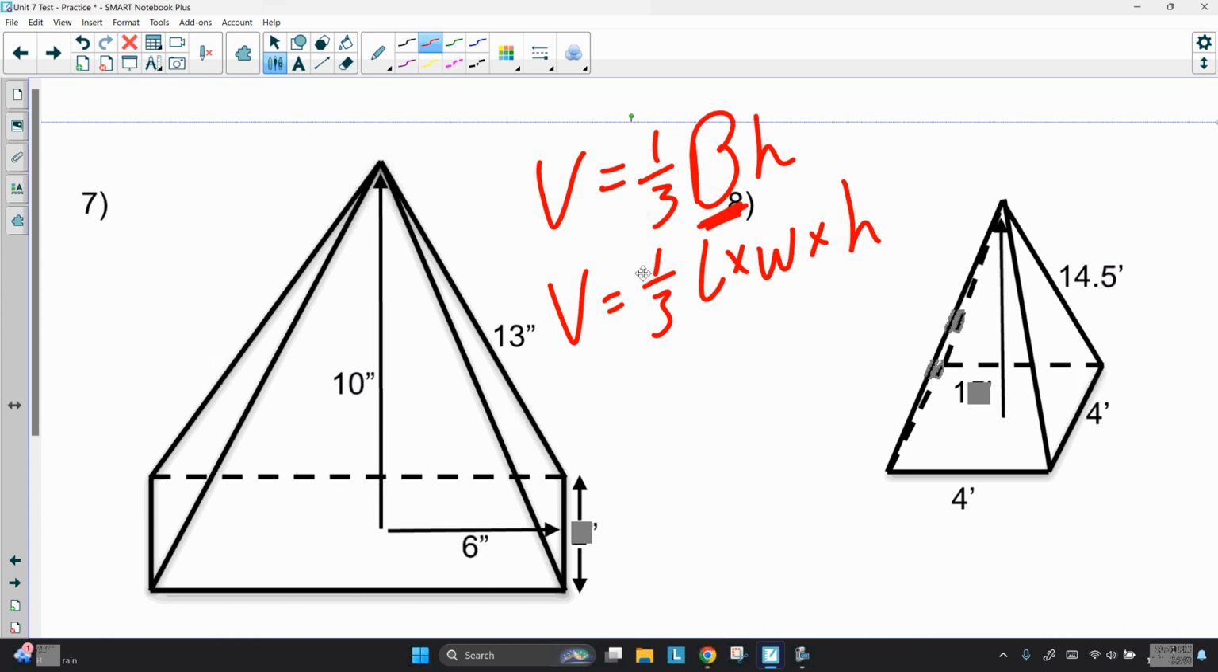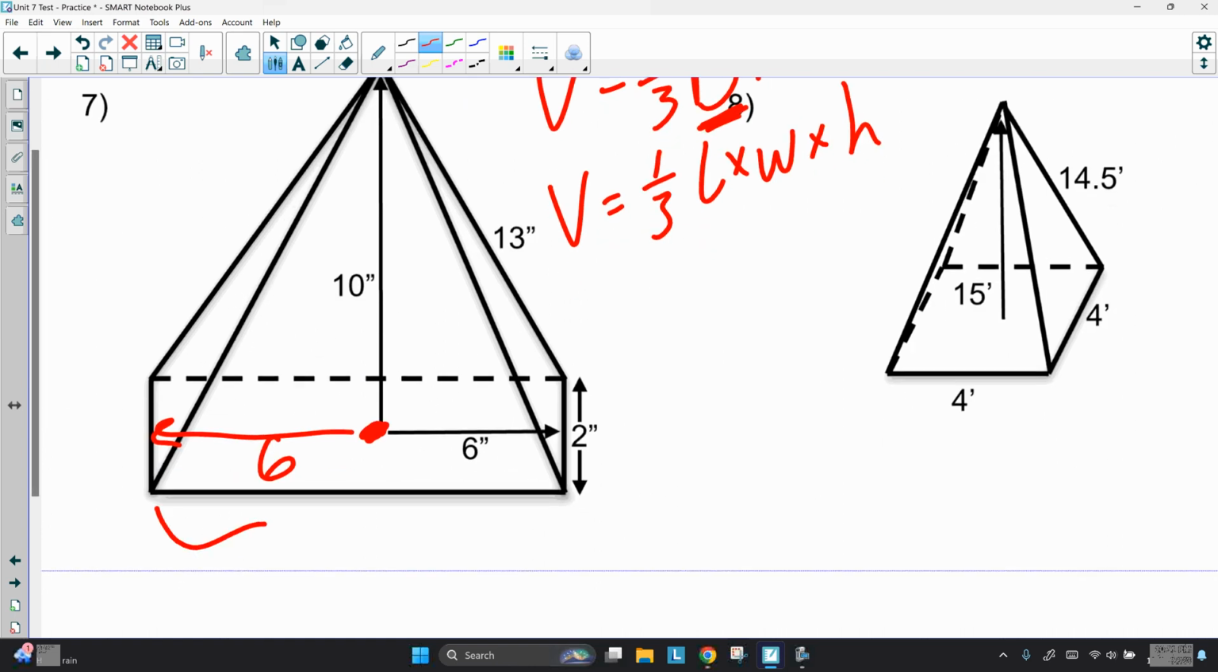Oh, we need the whole distance over here. I'm going to go ahead and tell you this guy is in the middle. It may not look like it, but it is. So this 6 is going to carry on over here to give us the whole base, which is going to be 12. 6 plus 6 is 12, and then we have the 2 there, so there's our length and our width. 10 is what we're going to want to use for our height. Not the 13. It's a lateral surface edge. So we have everything we need. We just got to plug it in.